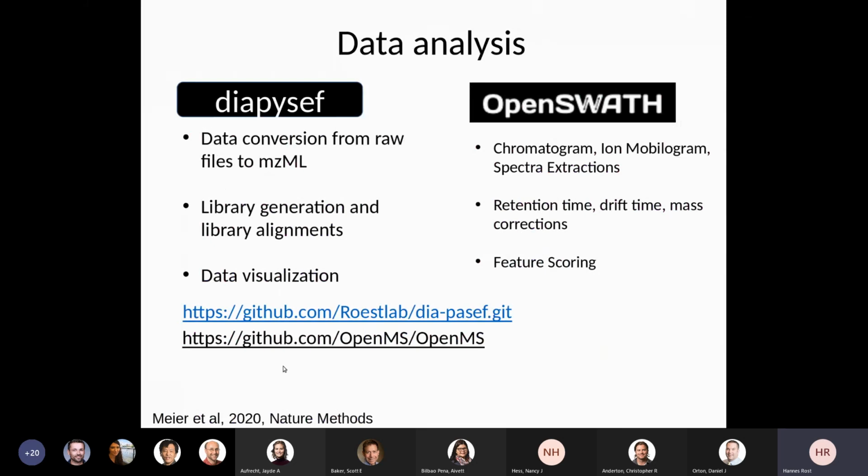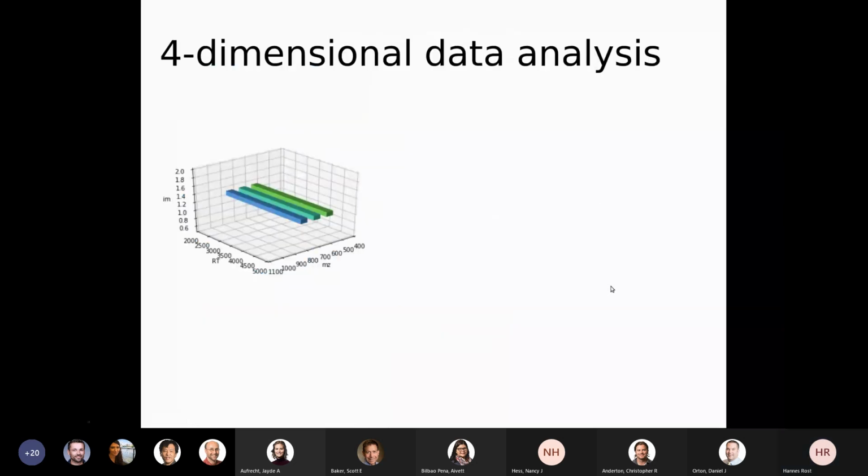As I mentioned, this is now published just very recently, and we used two different software packages, DIA-PASEF, which we use for data conversion and library generation, and then we modified our existing open source analysis tool to handle the 5-dimensional data. And so this data analysis is now happening in a 4-dimensional space, and we are extracting chromatograms across retention time, fragment ion mass, and ion mobility here.